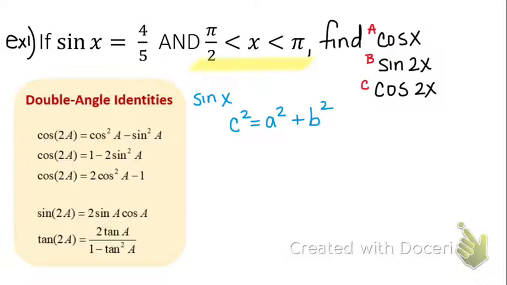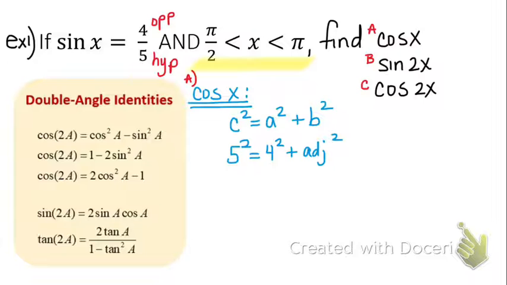Now sine equals opposite over hypotenuse. So opposite over hypotenuse. So when I'm doing the Pythagorean Theorem, what is C going to be? 5. And then the opposite, we'll call that 4. And you're going to solve for the adjacent side. So for part A, we have to find the cosine. In order to find cosine, we need to know adjacent over hypotenuse. So go ahead, take a moment and solve this for adjacent.